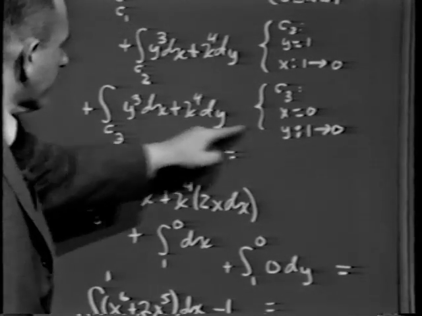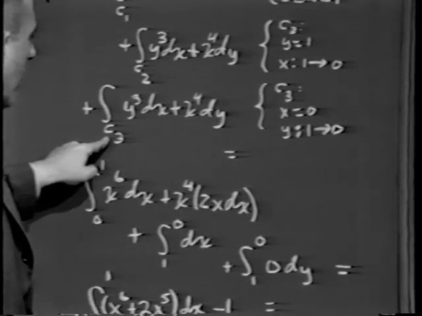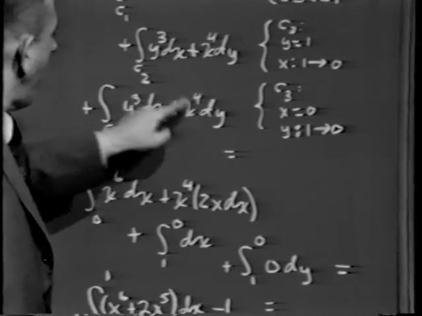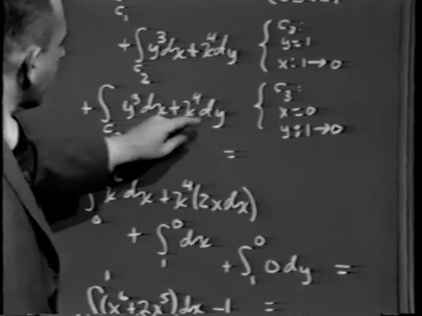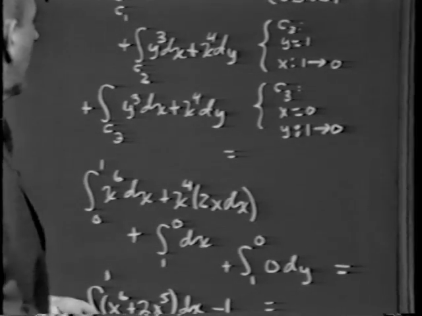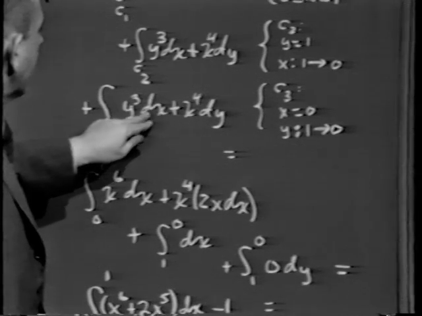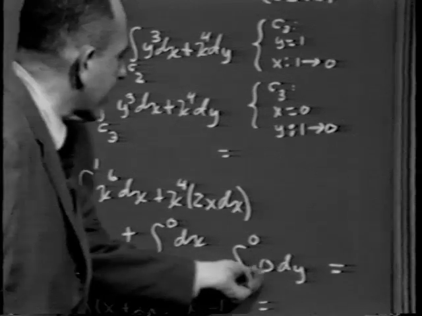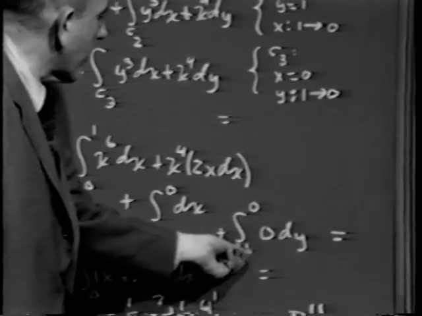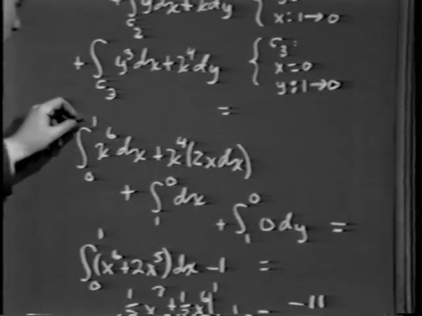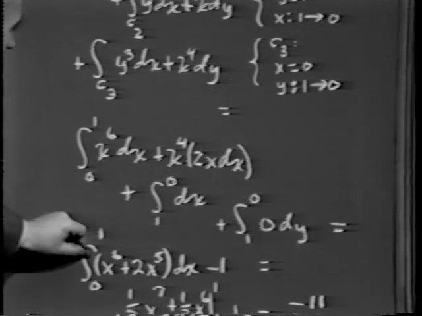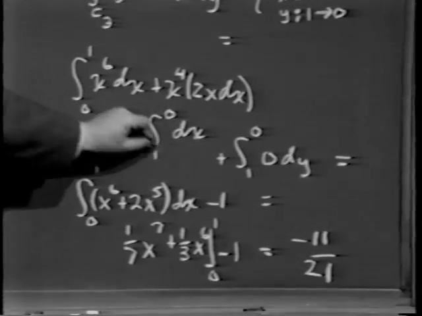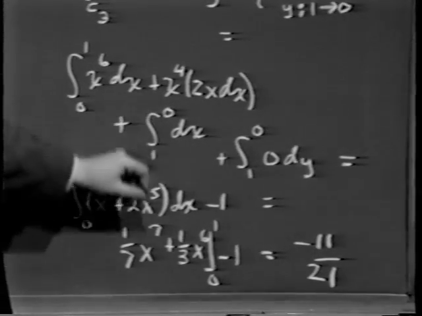And my final integral over C3, notice that for that integral, x is 0, so this term drops out. The fact that x is a constant makes dx equal to 0, so this term drops out. So my integrand is just 0 dy as y goes from 1 to 0. And to make a long story short here, the first integrand is simply x to the 6th plus 2x to the 5th dx from 0 to 1. The second integral is simply another way of writing minus 1.